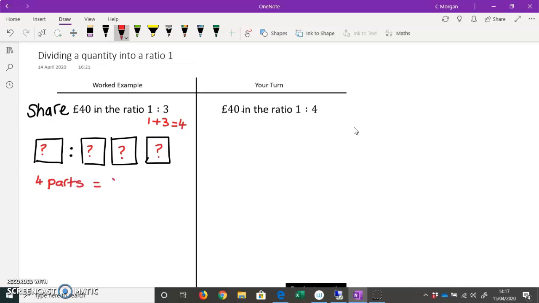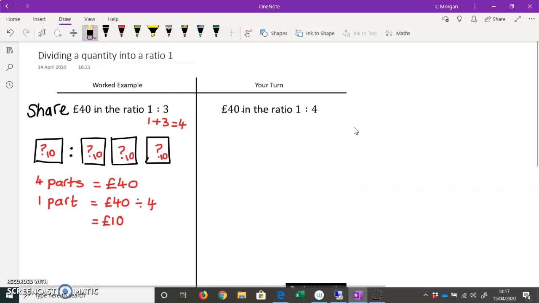Now, my 4 parts are altogether worth £40. So if I want to find out what one part is worth, I think I want to do £40 divided equally into 4. That's right, £10 is the answer. So in place of the question mark, I can now write 10 in every one of my boxes. And I think I'll rub my question mark out now because, of course, I know that it's the 10 that's now important.